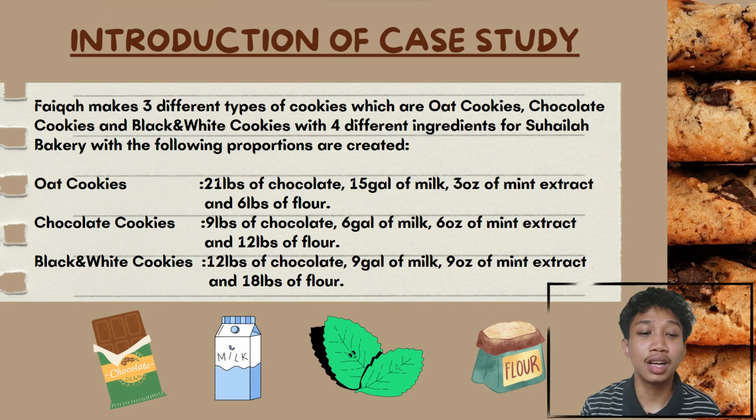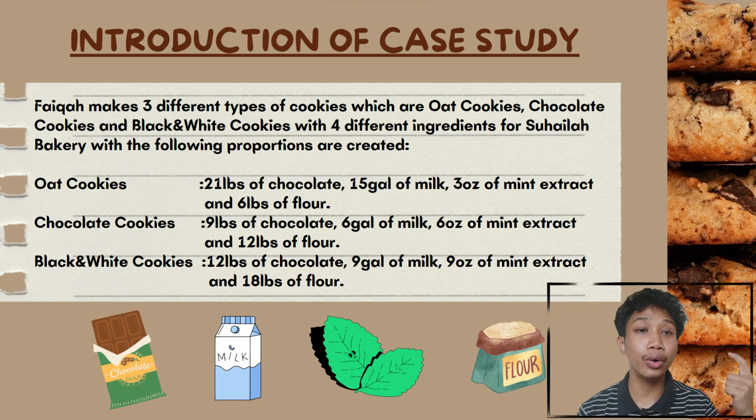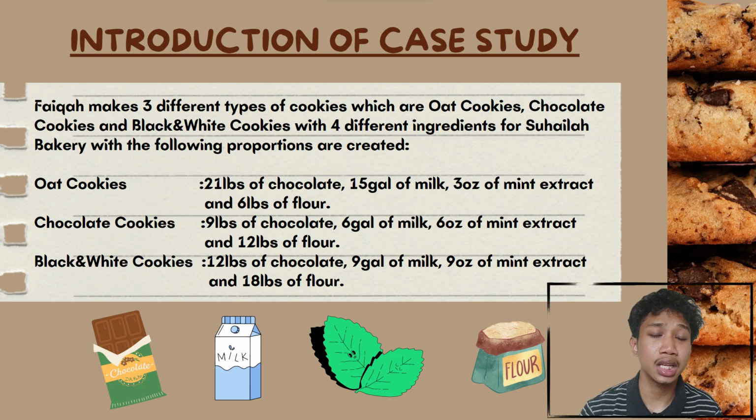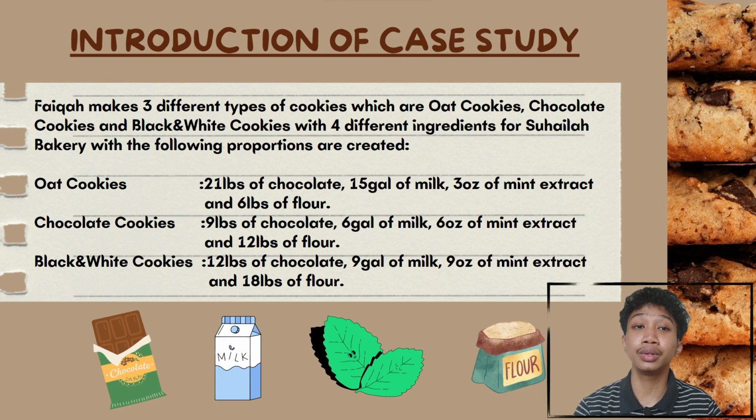Let's get into the introduction of our case study. As we can see, Faika makes 3 different types of cookies, which are chocolate cookies, white cookies, and also black and white cookies, with 4 different ingredients. As shown on the slide, we can see that a certain amount of ingredients can produce 1 cookie.